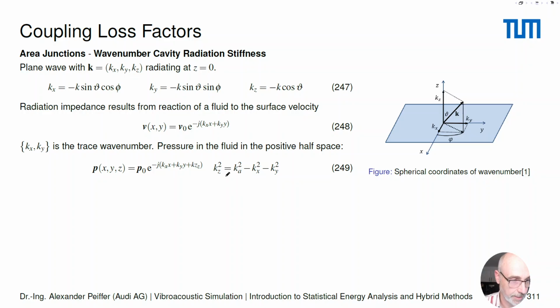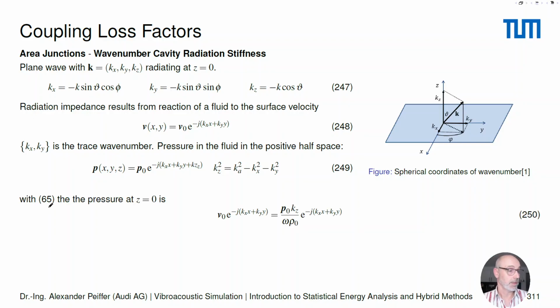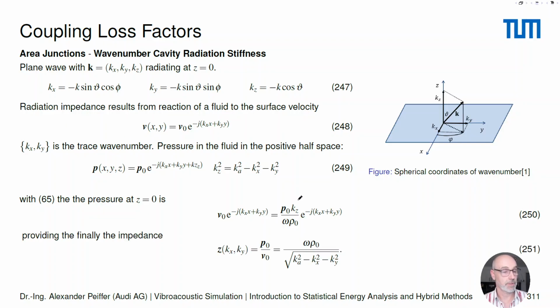So we can calculate the z component by the wave number of air, which comes from the frequency and the fluid properties. So when we say we use the pressure at z using this expression, we have the velocity, and from all this we can directly calculate the radiation impedance of the fluid half space for a given wave number pair, because that's the pressure divided by the velocity, and using all the above equations we will get this expression.